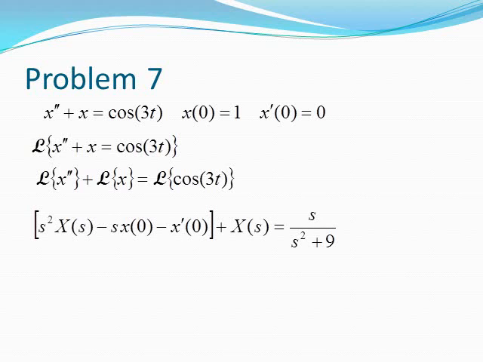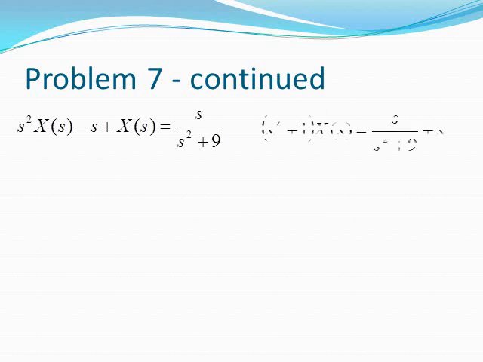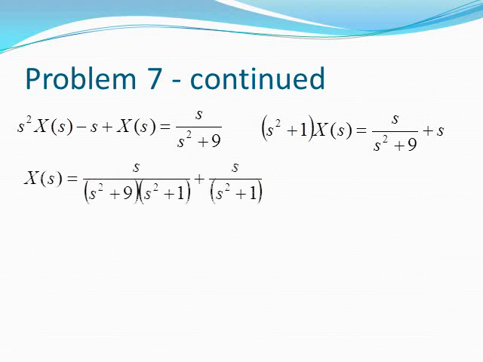There's my Laplace transform of the second derivative. There's the Laplace transform of x. Here's the Laplace transform of cosine of 3t. You can find all these in the table in the front cover of your book. I evaluate the initial position. I evaluate the initial velocity. I come up with this expression. I need to solve for capital X of s. If I solve for capital X of s, I get this expression.